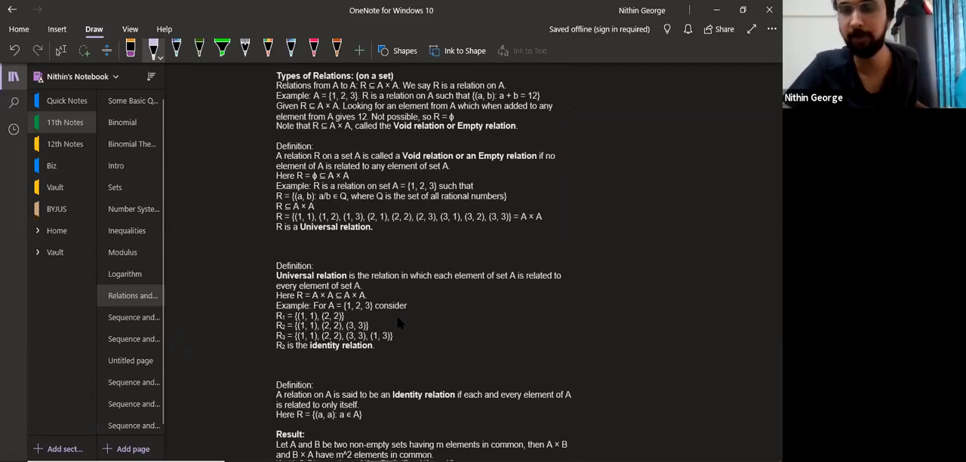Let's look at some types of relation. Void relation, empty relation. That's a trivial relation we talked about. Guys, is it a trivial relation we talked about? Void relation or empty relation? So let's look at an example.